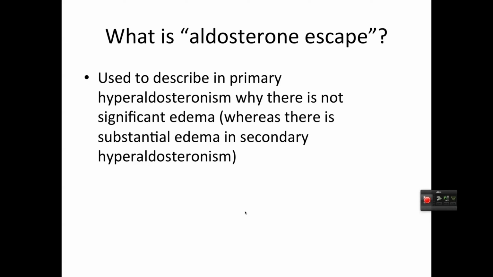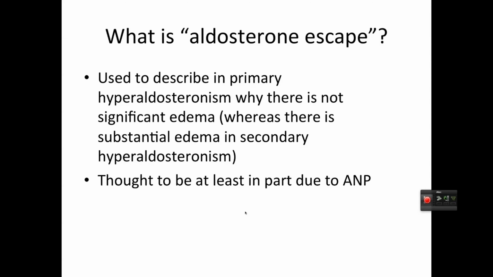It's weird, because in secondary hyperaldosteronism, like in heart failure or in cases where the kidney is hyperactive because you have renal hypoperfusion, you do get a lot of edema. Heart failure patients present with tons of edema by this mechanism, because you have high aldosterone, you have high RAS, because you're reabsorbing fluid. So this is the odd duck. No one really understands fully why. In one case you do have edema, in the other case you don't, but it's thought to be at least mediated in part by ANP.